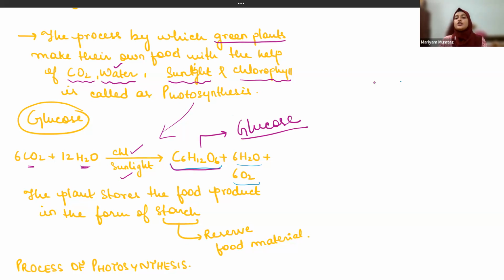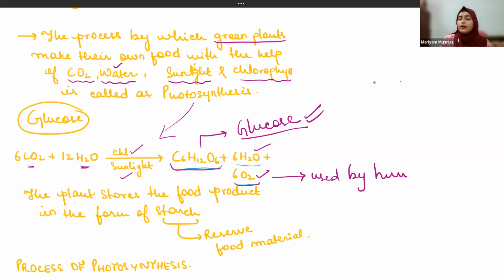So this glucose is the food of the plant, and along with glucose, the plant also produces water and it also produces oxygen. Now, can you tell me where is this oxygen used or needed? By humans. Yes, used by humans. We breathe in oxygen, isn't it? Yes, ma'am, it is used by humans.